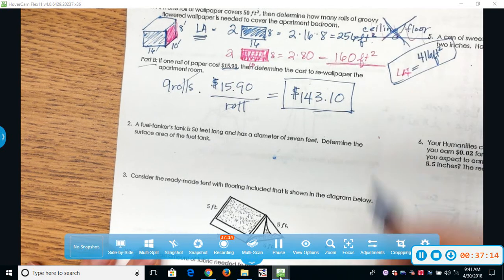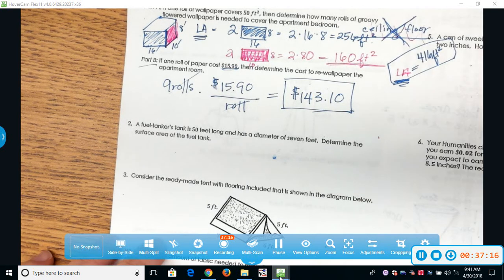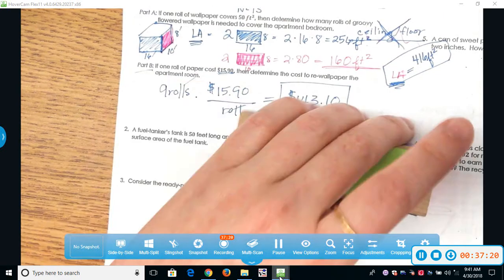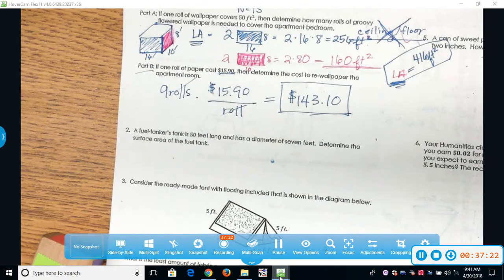Alright, so again, that was a lateral area one, not a surface. Surface is all the faces, top, bottom, whatnot.